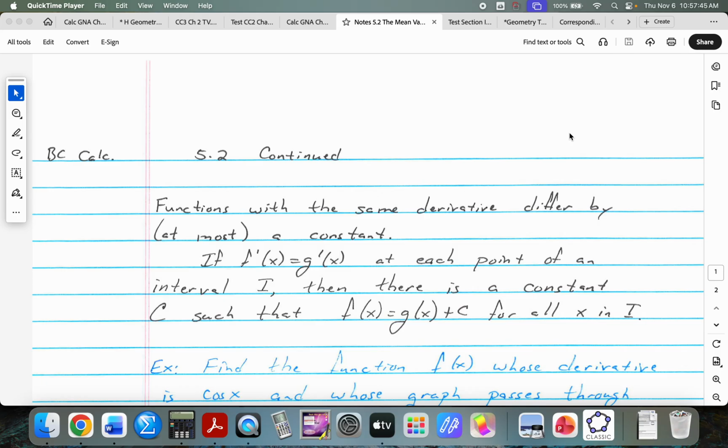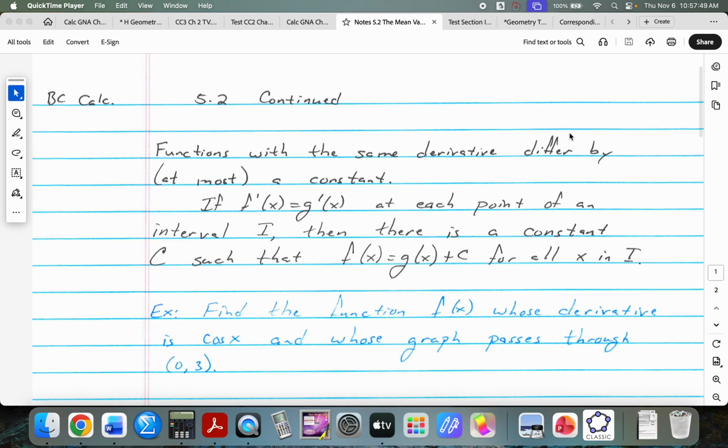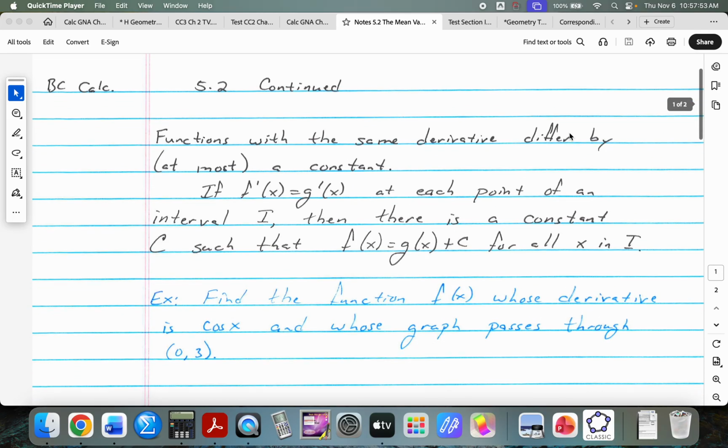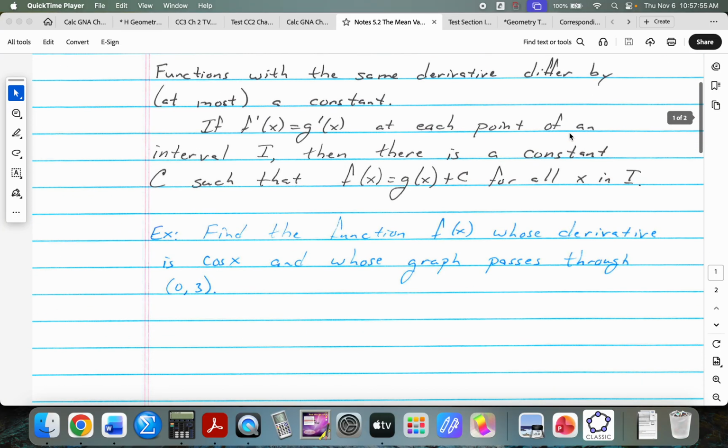So trying to ignore the fact that it says that it's BC on the notes. I actually don't even use these notes with BC anymore. I do something completely different, but that's neither here nor there.